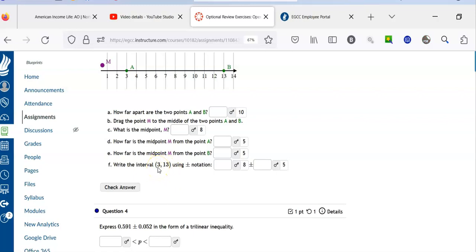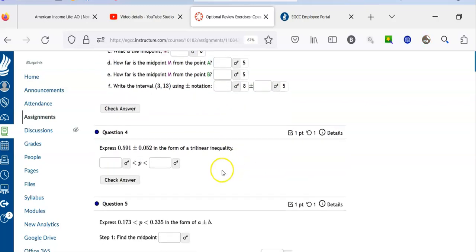All right. So you would first take the difference, which is 10. Take that difference divided by 2, which is 5, okay? And then if you take 3 and add 5, you get 8, and subtract 5 from 13, you get 8. So the distance between the center and each of the endpoints is 5. So then for this notation, you would take that midpoint 8 and say plus or minus 5 gives me the 3, 13 interval I'm looking for, okay?